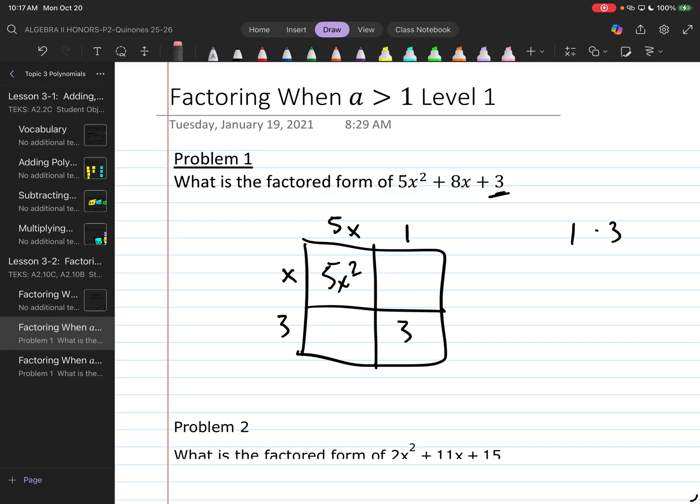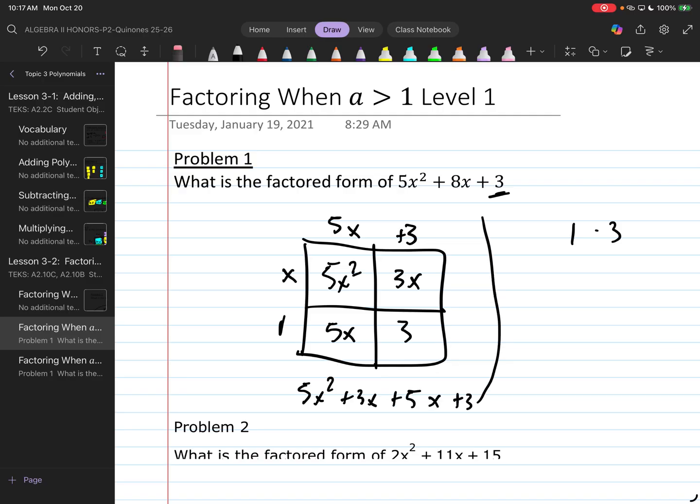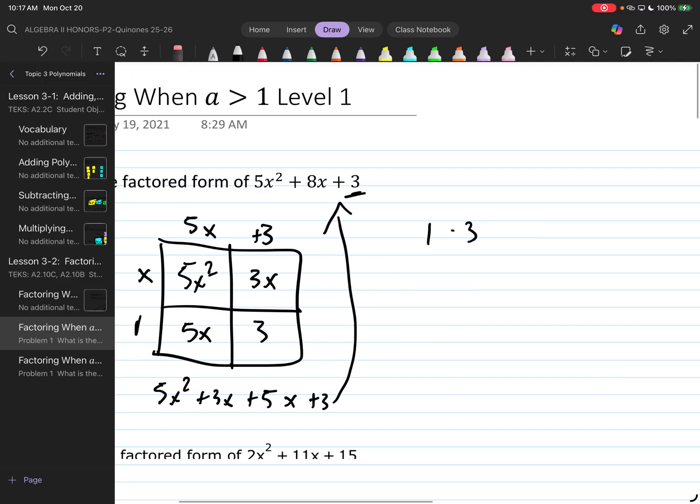I am going to put 3 right here and 1 right here. Here I end up with 3x. I end up with 5x here. Let's add it up. 5x squared plus 3x plus 5x plus 3, which adds up to give me my original trinomial. So that means I factored this correctly. 5x plus 3 times x plus 1.